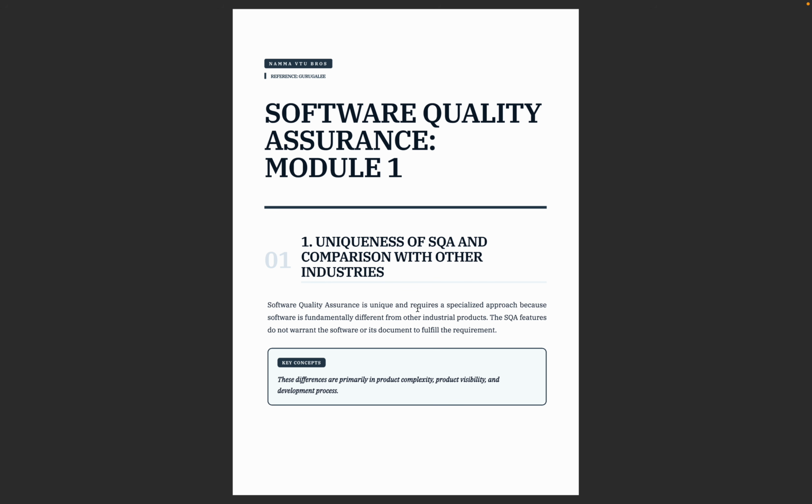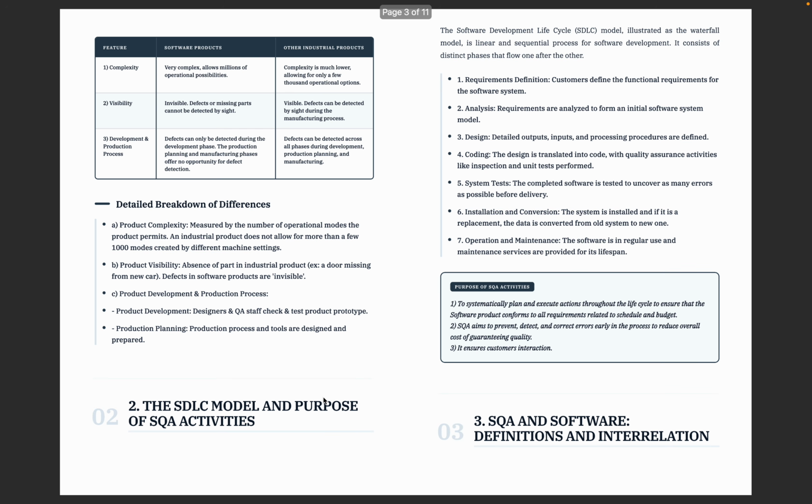So software quality assurance is unique, first of all, and it requires a specialized approach because software is fundamentally different from other industrial products. The differences are primarily in product complexity, product visibility and development process. So these are the three quality metrics, you can say: product complexity, product visibility and development process.